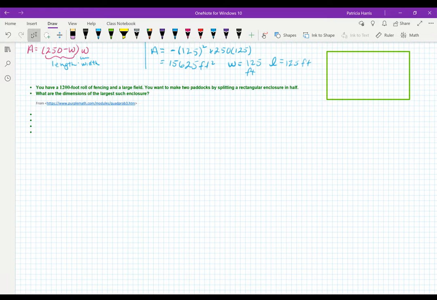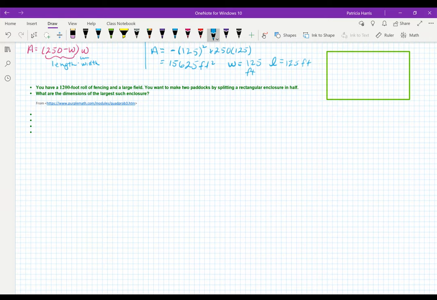All right, this time we have a 1,200 foot roll of fencing and a large field. We want to make 2 paddocks by splitting the rectangular enclosure in half. What are the dimensions of the largest such enclosure? Okay, this one's a little bit different.